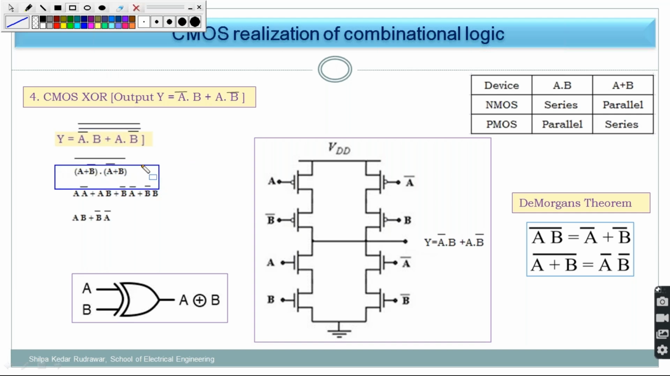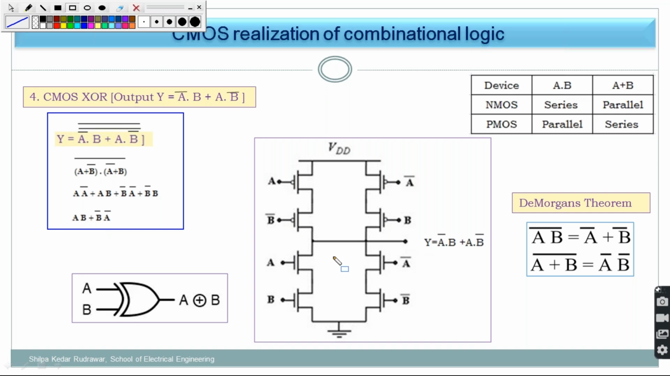So I will stop over here. Just try to implement or solve this equation as I have solved up to this, so that it will be easy to implement using CMOS.